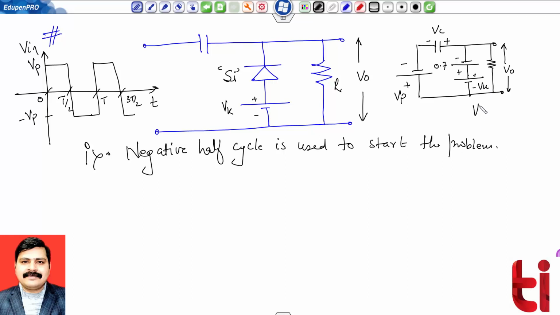And I'm saying that my Vk is less than Vp, but this Vk is greater than 0.7 volt. For simplicity, we have taken this assumption to see the response. Now, apply KVL to this loop. I'm taking the clockwise direction, and accordingly, we will change the polarities. So, apply KVL now.